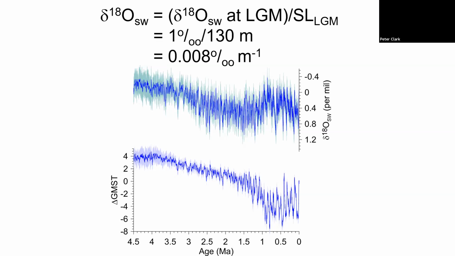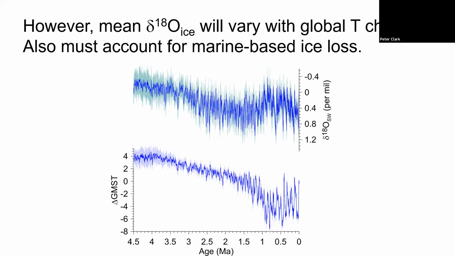The thing we were concerned about here, though, is that given the extent of time that we're reconstructing sea level over, global temperature clearly is changing over this period of time. And the reason that's important is because the delta 18 of ice sheets will vary as a function of global temperature change. So the relationship of delta 18 of seawater to sea level at the last glacial maximum may apply for that period of time. But over this period we're looking at, when there's been such a large change in global mean temperature, the corresponding delta 18 of ice sheets is also going to change. And that must be accounted for.